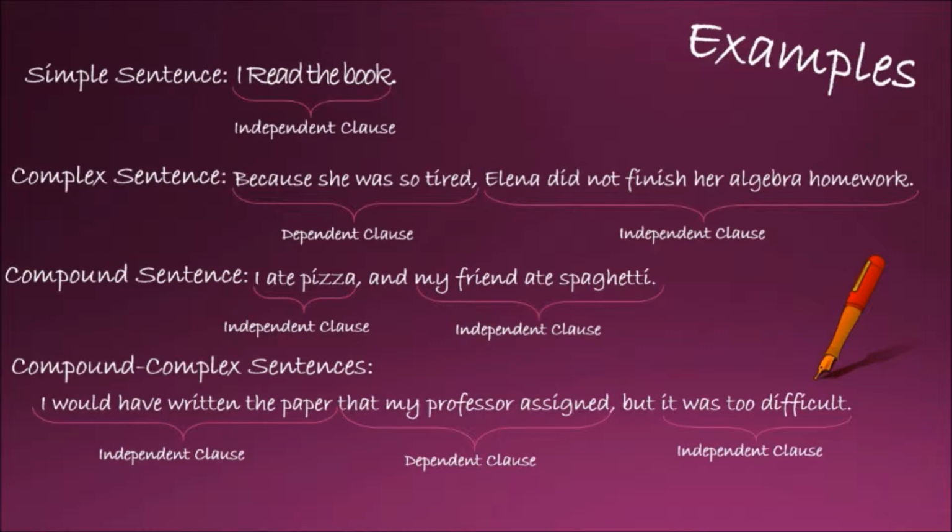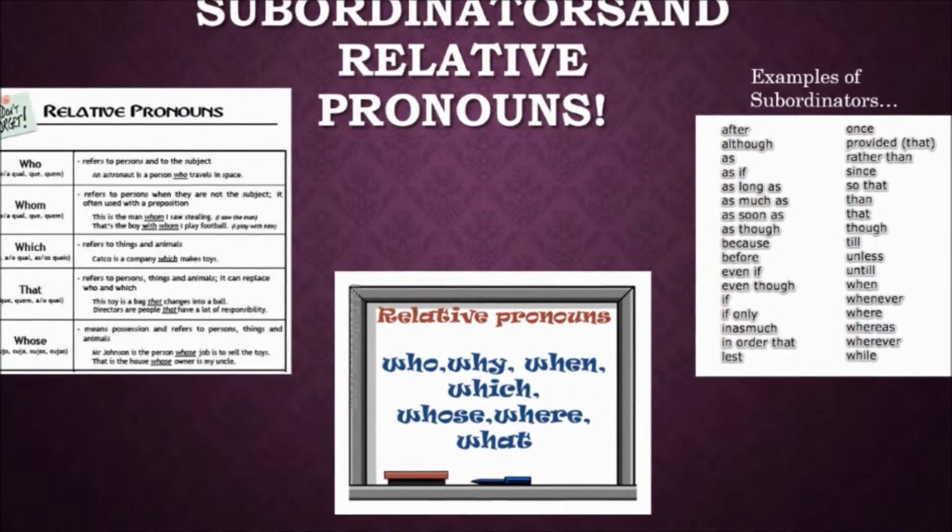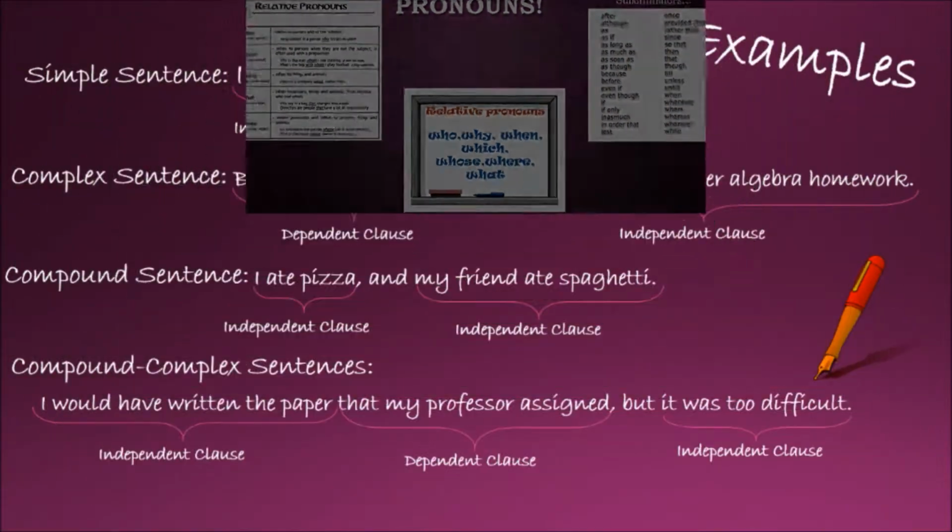A complex sentence is a sentence containing one or more subordinate or dependent clauses. Complex sentences always have a subordinator or a relative pronoun. Examples of subordinators and relative pronouns are provided in this slide. Let's go ahead and look at the example.